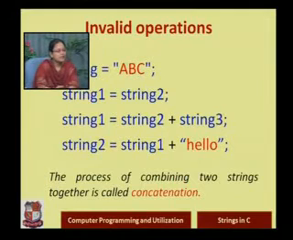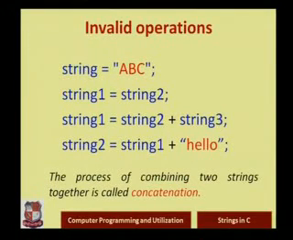Now let us see what are the invalid operations that we normally try to perform in our programming examples. String is equal to double quotation ABC. Now what is the problem over here? We have not specified it as an array, so you cannot give it like this, it is not allowed, right? If you are initializing, you should initialize along with declaration only, and you cannot do it like this without any subscript. So please take note of this. This is an illegal operation.